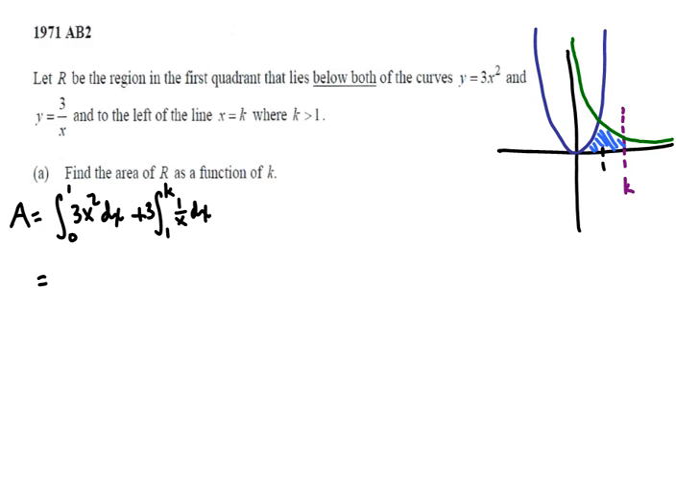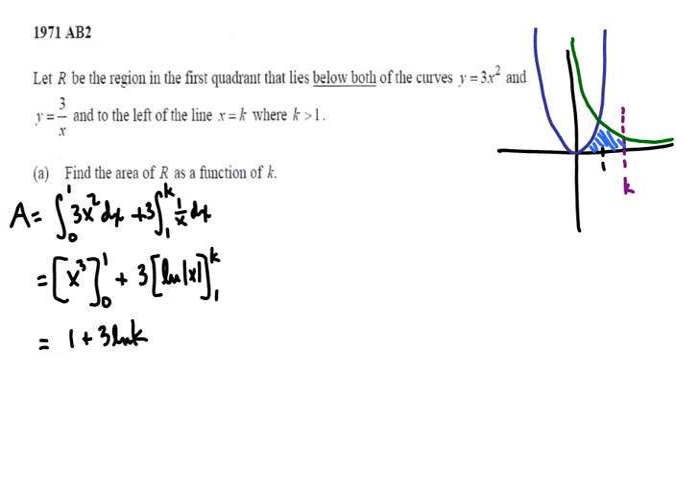All right, we're ready to find the antiderivatives of those. For the first, it's simply x to the third, that's 3x to the third over 3 from 0 to 1. And then 3 times the natural log of x from 1 to k. The first part evaluates to 1. Since ln of k and 1 are both greater than 0, we don't need the absolute value, and we're going to have ln of k minus ln of 1. Since ln of 1 is 0, we end up with 1 plus 3 ln of k, and that's the area as a function of k under that curve there.